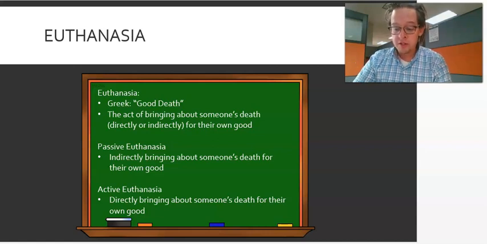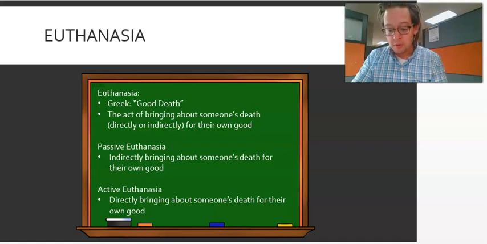In passive euthanasia, the doctor indirectly is bringing about someone's death, Jack's death, by withholding or withdrawing treatment. But this is seen as something for the individual, the patient's good. The second case, active euthanasia, means directly bringing about someone's death for their own good. Now, most people think it would be permissible to withdraw treatment in that first case, but wrong to administer lethal injection in the second case. And our laws reflect this.